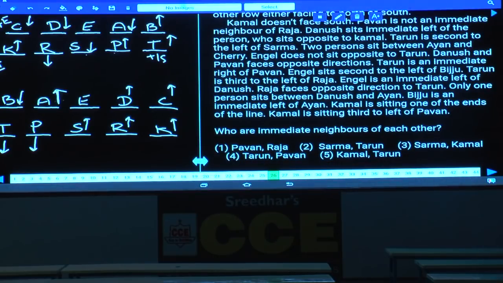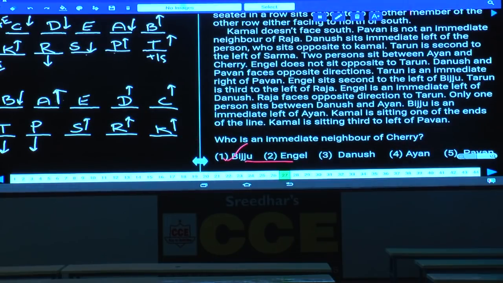Then who are the immediate neighbors of each other here? Pawan and R, P and R are the immediate neighbors, that is false. S and T and S and K, and Tarun and Pawan, T and P are immediate neighbors in both the cases, that is choice 4. Then question number 27. Who is an immediate neighbor of Cherry? D is an immediate neighbor of Cherry, that is choice 3. Isn't it?